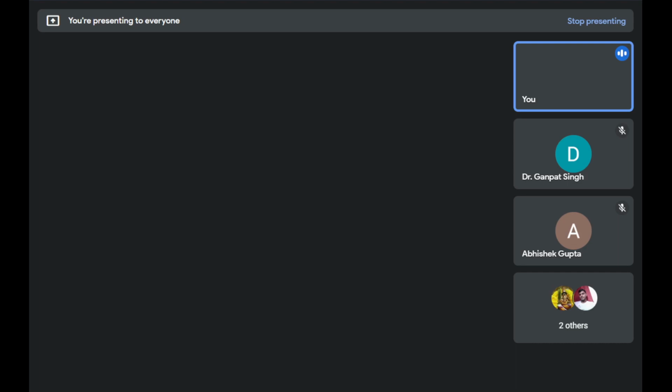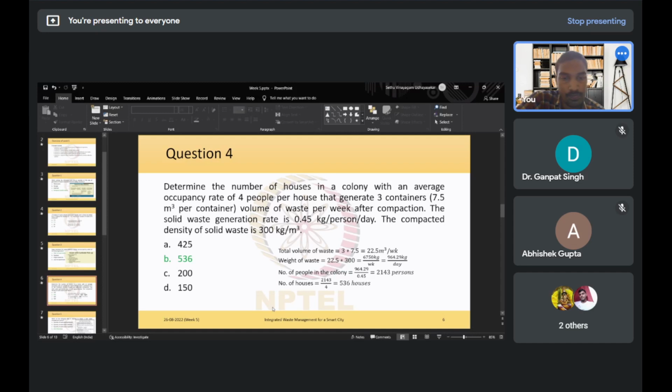Then we converted that to per day waste generation by dividing it by 7. Once we know that, to get the number of people in the colony, we divided the weight of waste generated per day by the per capita generation rate. That gives us the total number of people living in that colony. From that, to get the number of houses, we divide by the occupancy rate, how many people there are per household. That gives us the total number of houses.